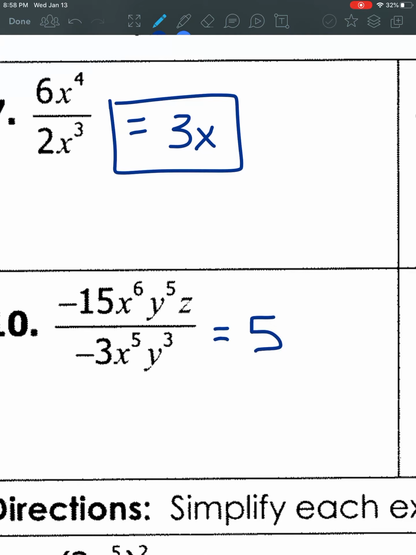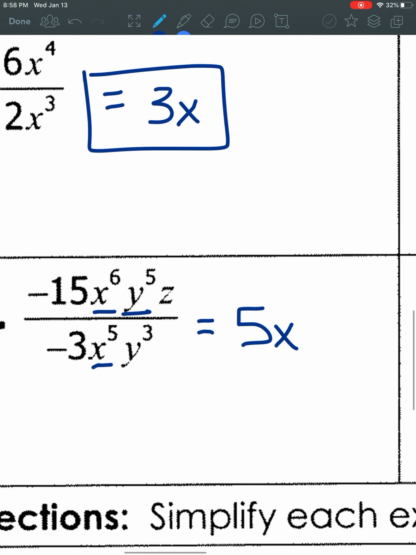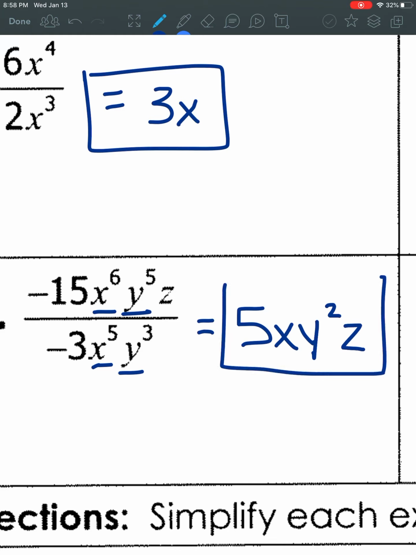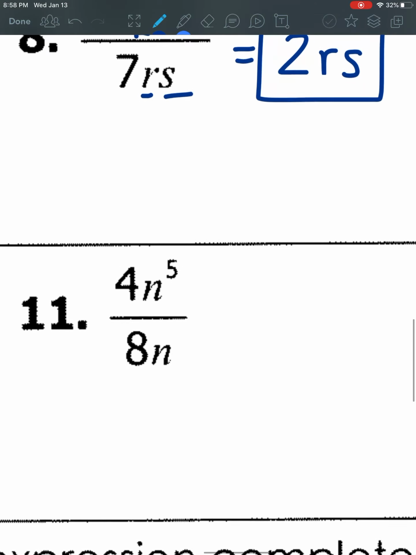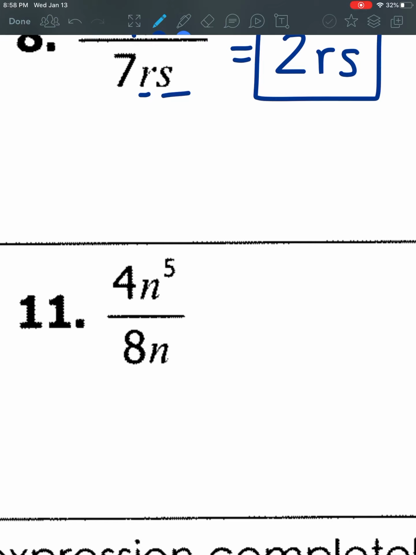Negative over a negative is going to switch to a positive. 15 divided by 3 is 5. X's, so subtract them. We'd get 1x. I'm going to leave that power off. Y's, so y to the 5th minus y cubed, so we'd have y squared. And then we do have z left. And we can't combine that with anything because there's no z at the bottom, so it just stays as 1z. So 5xy squared z.